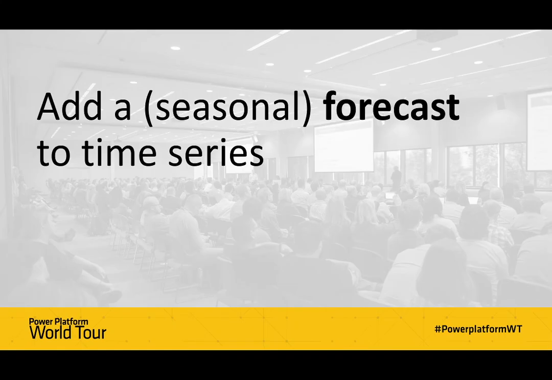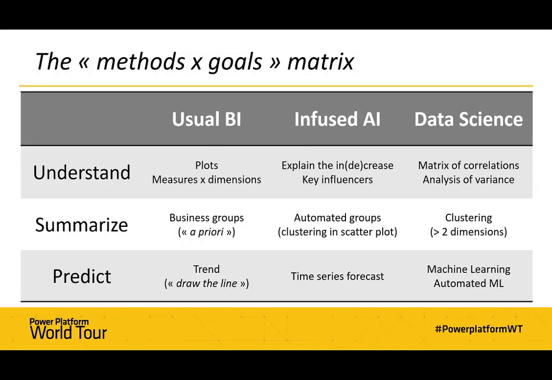Okay, next tool. Now we have a time series, the number of accidents over 9 years, I think. And we want to predict. So in usual BI or in Excel, I'm sure that you have done it in Excel, you have drawn a line. You have some points, some values, a curve, and you draw the line. That's what we call the trend, linear trend.